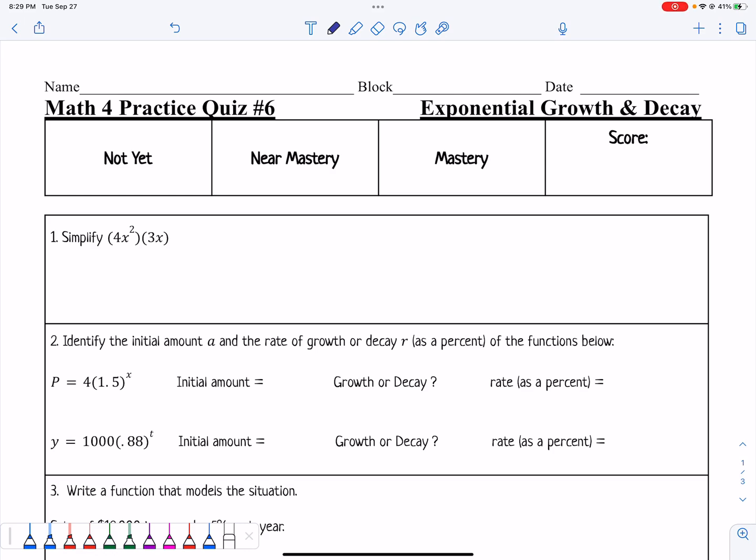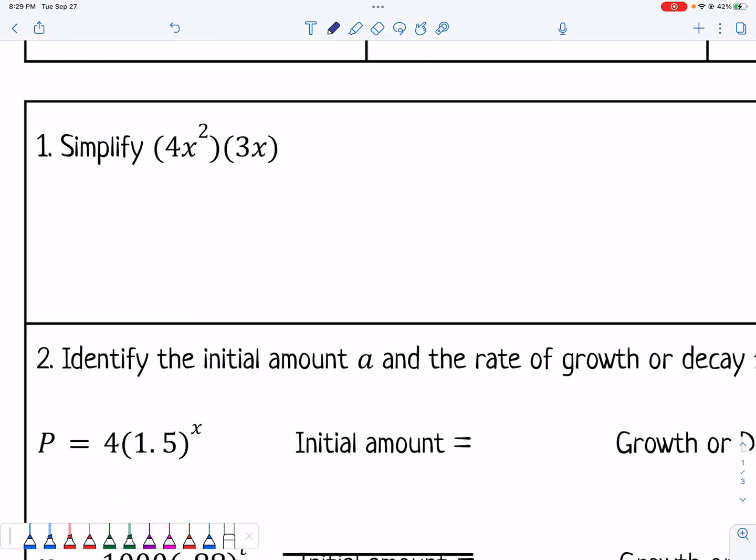Let's look at practice quiz number 6 on exponential growth and decay. Number 1 says to simplify 4x squared times 3x. So this is the case of some exponent rules. So we just have a 4x squared times 3x. So you first want to just multiply the two numbers together and you get 12.